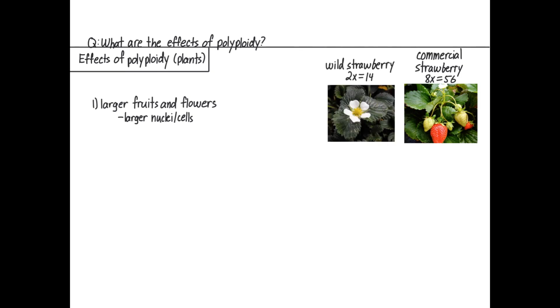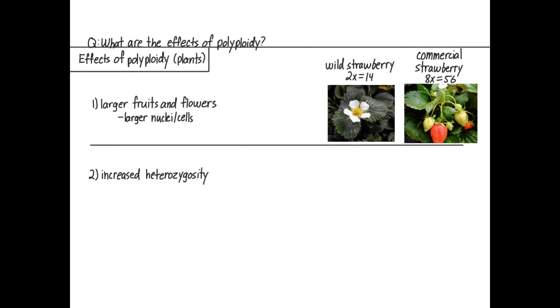Here is a wild diploid strawberry species, which is 2x equals 14. This is the yellow fruit here in the middle of the flower. It's very small compared to the octoploid strawberry fruit.